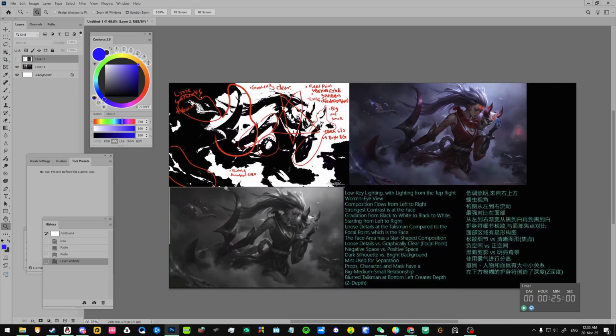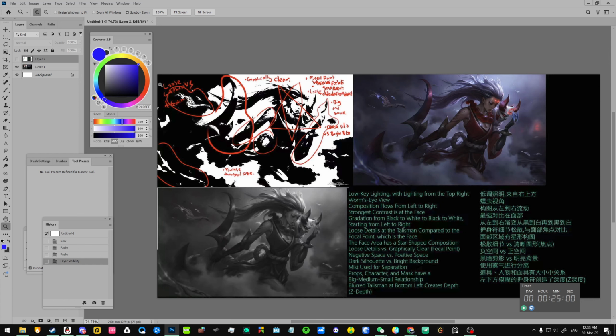Anyways, I talk about the threshold and how we apply threshold on a certain image to arrive at this point, and this is the grayscale composition that I'm going to look at. So I put the images side by side. When we look at the grayscale, this is a low-key lighting, and the light source comes from the top right, and this is a bit of a worm's eye view where the horizon line is below the middle line. This is probably to make the image more dynamic when we are looking at it from a worm's eye view.